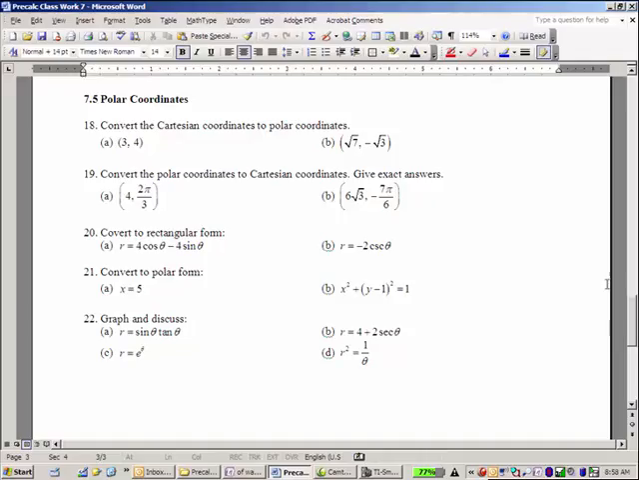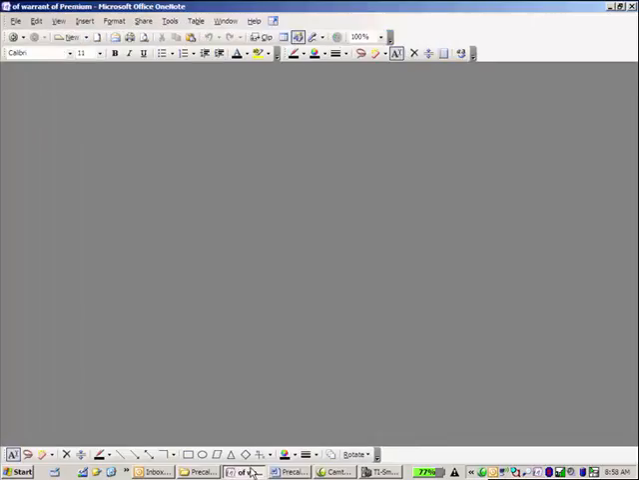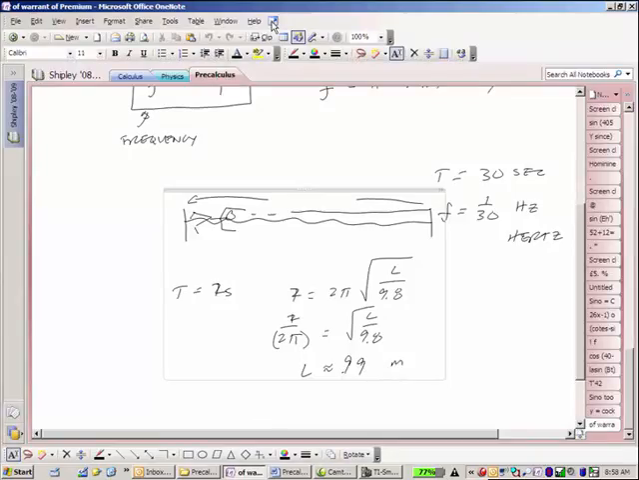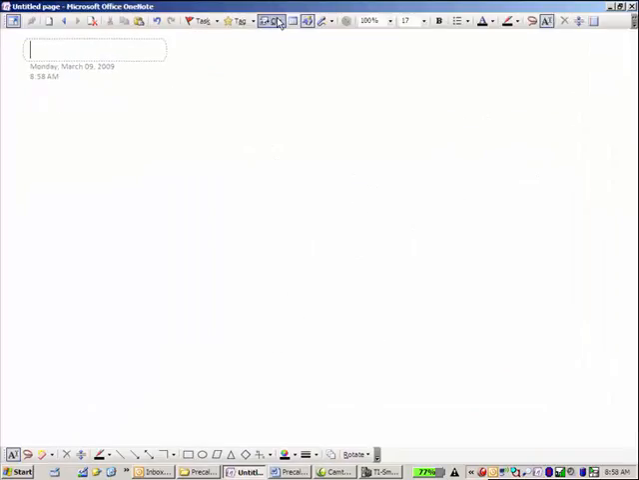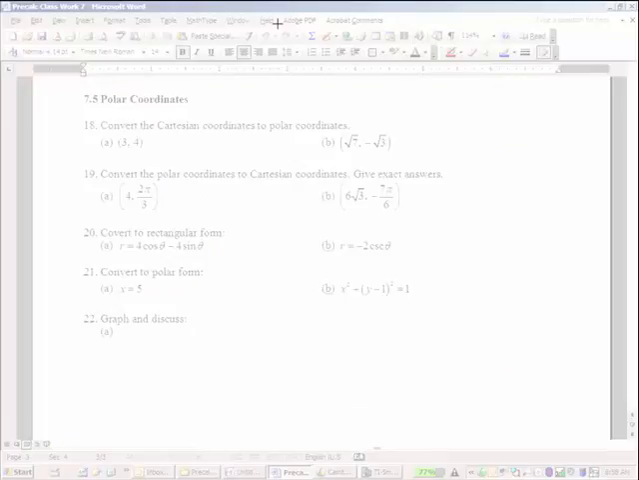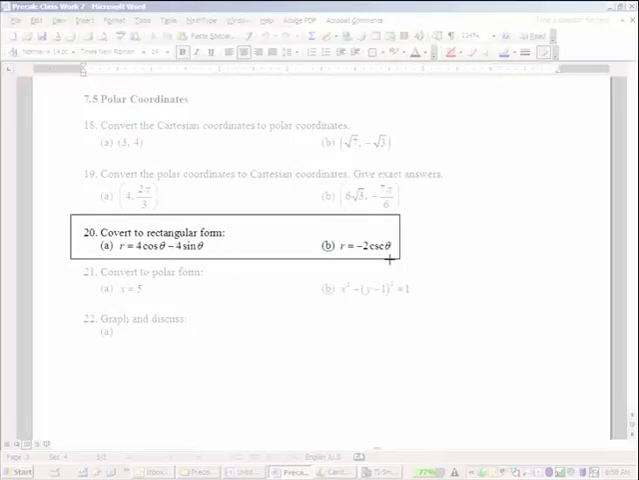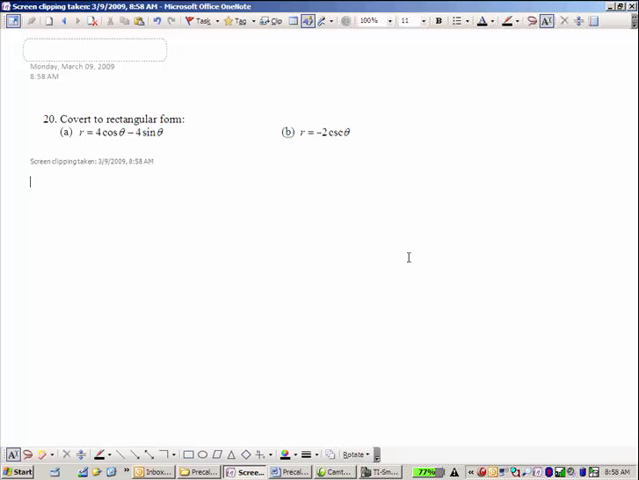All right, let's take a look at 20 and 21. I have two functions, and they're in polar, and I need to get them into Cartesian. This looks pretty hard. Well, let's start with A.